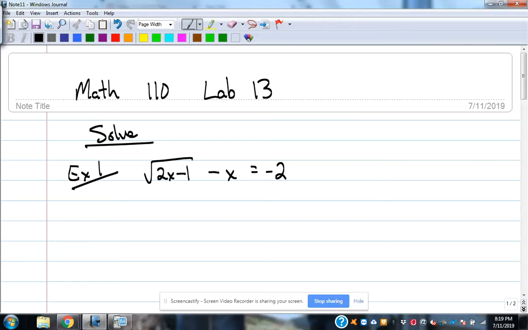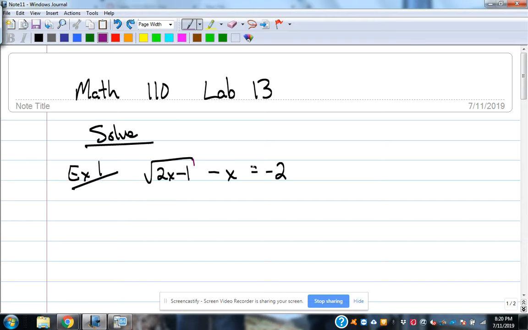Lab number 13, we're going to be solving a radical equation. So the first step in solving any radical equation is to attempt to isolate the radical and get everything else on the other side. So first step for this one, we have a square root of 2x minus 1. That is the part that is the radical, so we want to isolate that part.